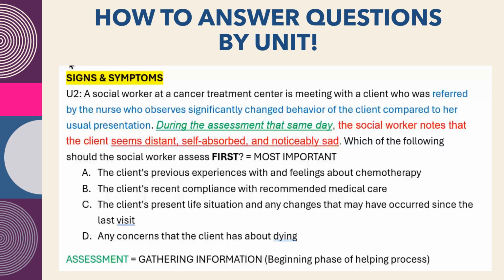Now, here is the nitty-gritty of what I really want you to understand, the difference between a Unit 2 and a Unit 3 question. Like I told you before, Unit 2 is based off of signs and symptoms. So I've already broken this one down, and I just basically want to show you how this one specifically tells you that during the assessment. So whenever it tells you you're in assessment, you automatically know that that's a Unit 2 question, unless it says, what should the social worker do next, and then it takes you into the next phase. If it says after completing the assessment, then it's taking you into the next phase.